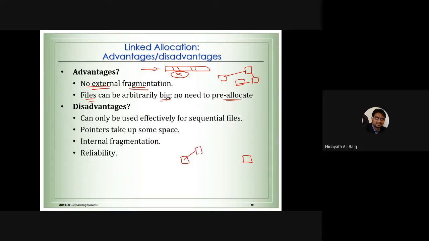So block number 1, maybe we'll take it to some other block. If I want to read the data from the beginning to end, it's okay. But if I want to read the data in the middle, I don't know how I can go there.